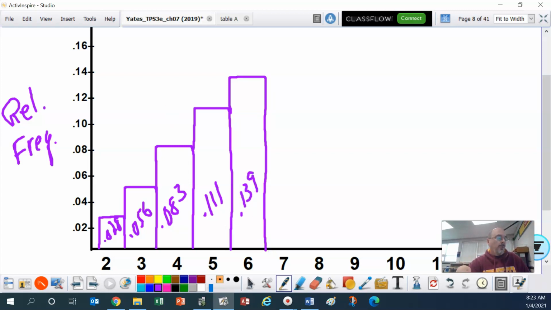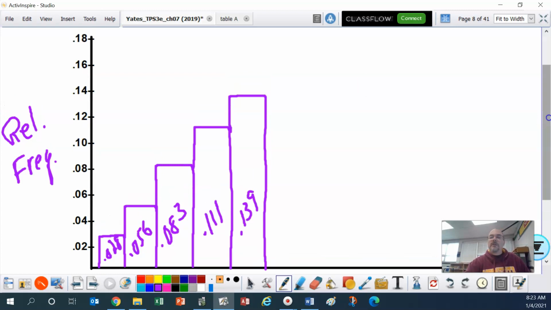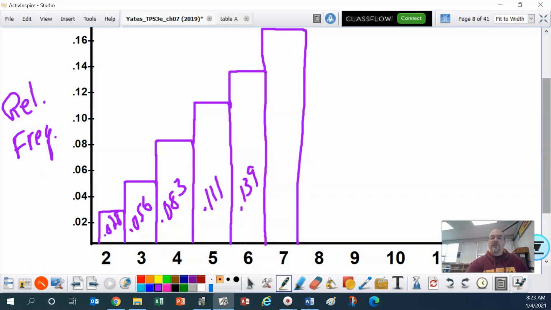7 goes up to 0.167. Ooh, that one was not very good. Sorry about that. I'm going to just leave it though. Okay, 0.167. And then it starts coming down again.